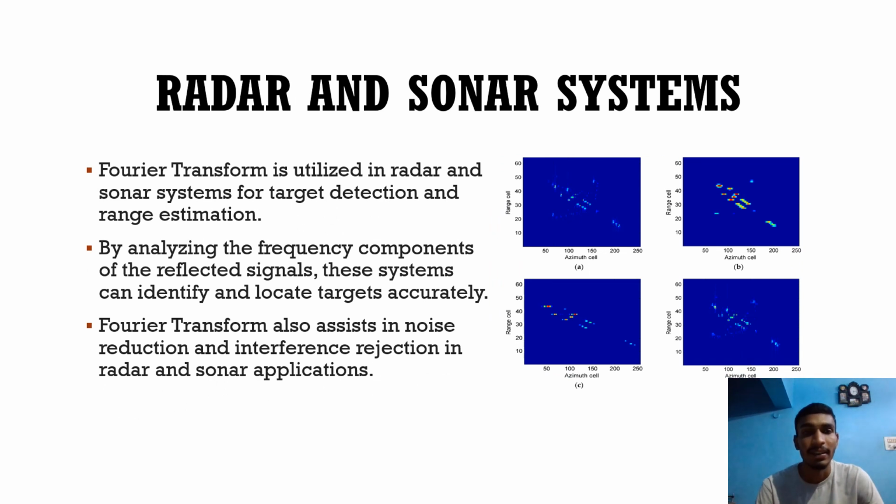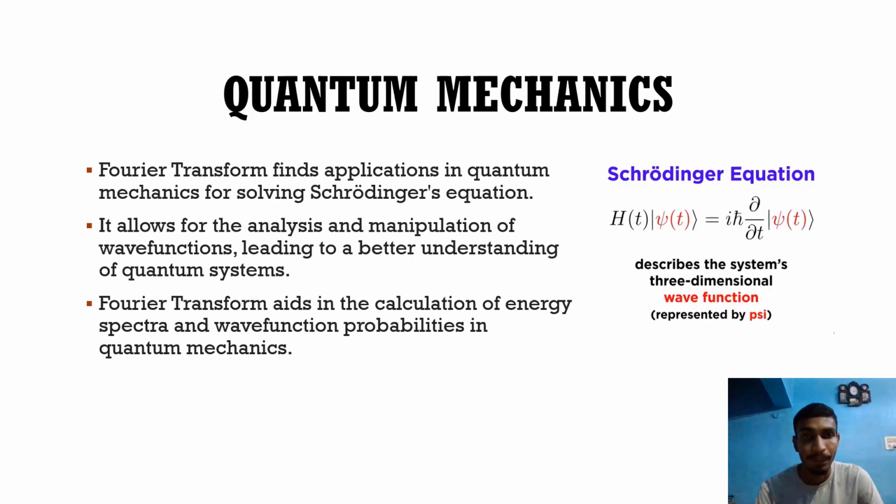Radar and sonar systems. Fourier transform is utilized in radar and sonar systems for target detection and range estimation. By analyzing the frequency components of the reflected signals, these systems can identify and locate targets accurately. Fourier transform also assists in noise reduction and interference rejection in radar and sonar applications.